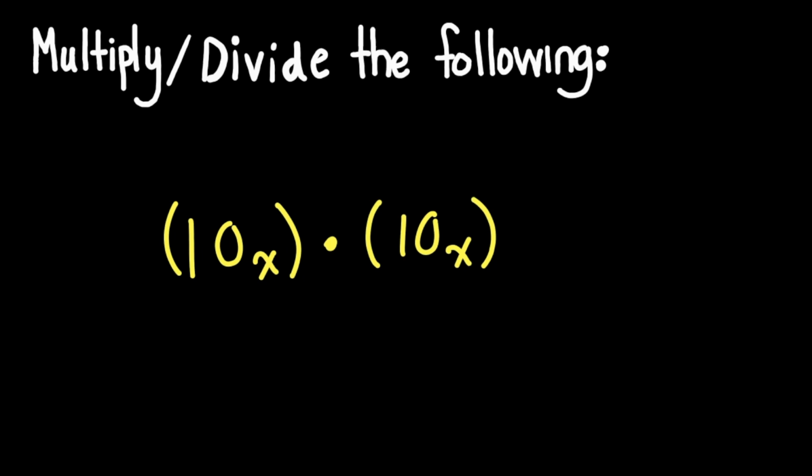Alright, in this problem we have 10x times 10x. Now the temptation is to say right away that the answer is 100x. But remember, 10x times 10 would be equal to 100x, but we have one x in each of our terms. We have two terms together. So what's going to be our answer? Well, here's the thing you have to realize. When we're multiplying two x's by each other, we're always going to get x squared.